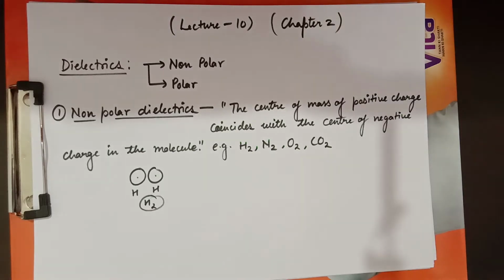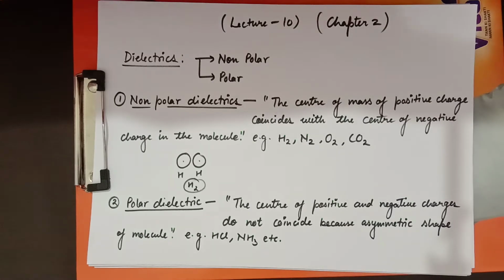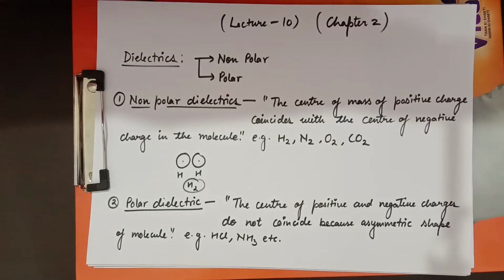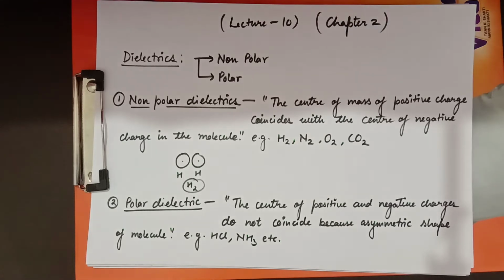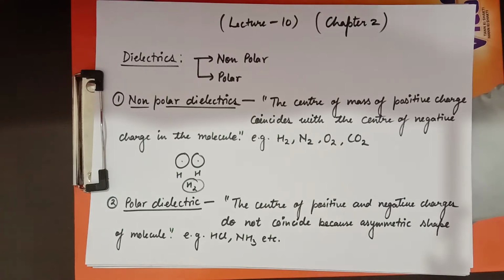So next is polar dielectric. Polar dielectrics are those dielectrics in which the centers of positive and negative charges do not coincide because of the asymmetric shape of the molecule. Unlike non-polar dielectrics, a polar dielectric has one positive charge center and one negative charge center, and these two centers do not coincide with each other. For example, HCl, NH3, and water is also one of the examples.